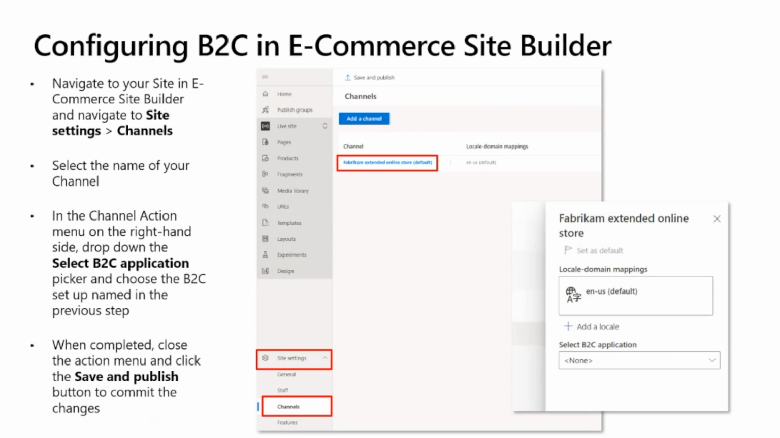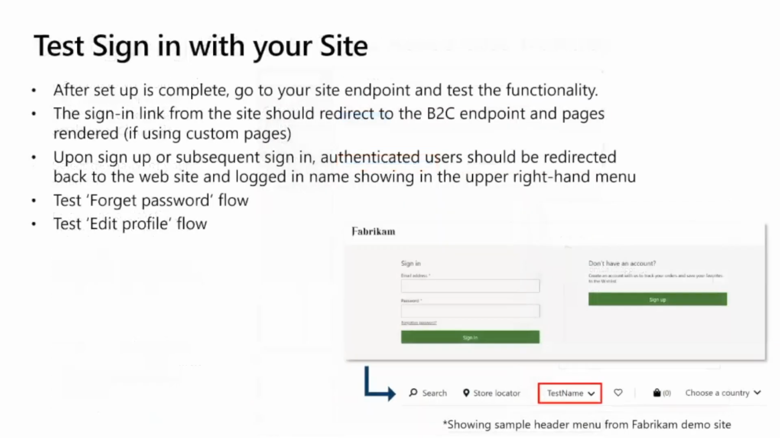So once that's completed, you're done with setup. And now it's a good time to go test that the sign-in and the user policies are working as expected. So now you can navigate in the browser to your site endpoint, the URL that is hosting your site. You'll click the sign-in link, and the site should redirect you to the B2C endpoint for your B2C tenant. And if you've set up custom pages, you should see the custom pages rendering for the form information for sign in, sign up, or forgot password flows.